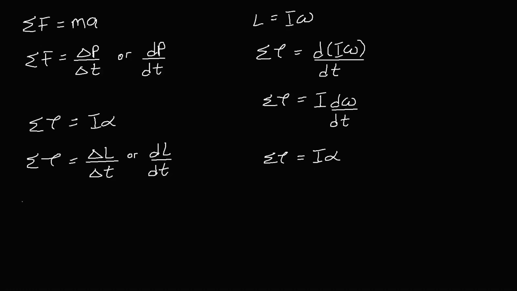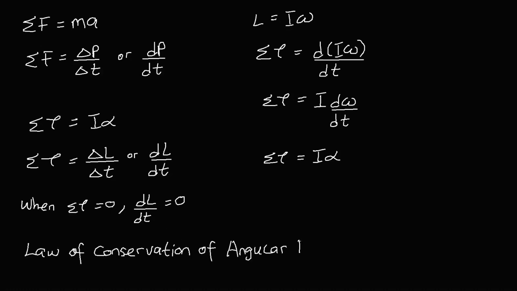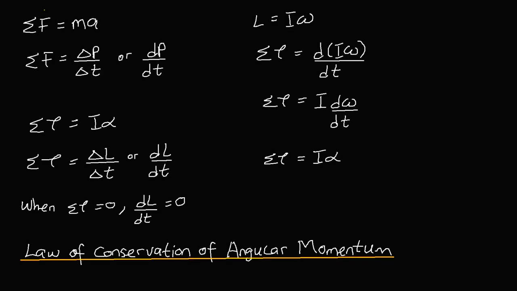Angular momentum is a conserved quantity, and we can see that when there is no net torque on the object, the change in angular momentum is zero, and so angular momentum remains constant. This is expressed by the law of conservation of angular momentum, which states that the total angular momentum of a rotating body remains constant if the net torque acting on it is equal to zero.